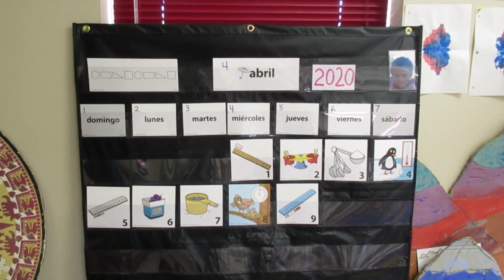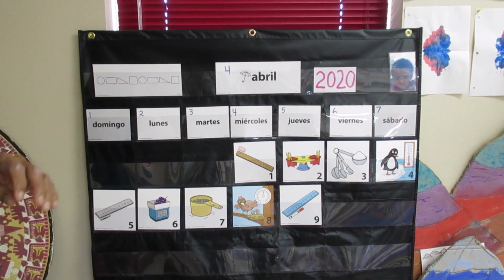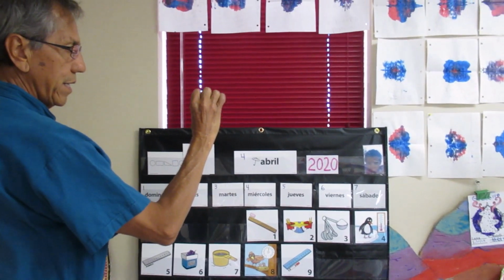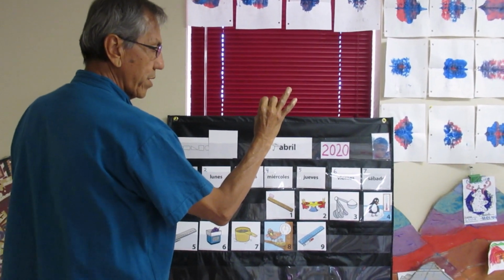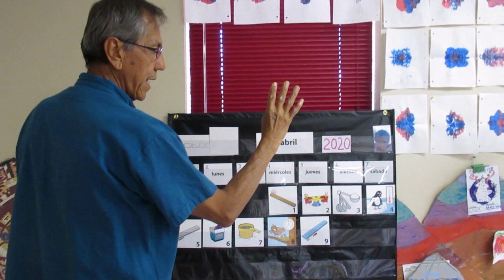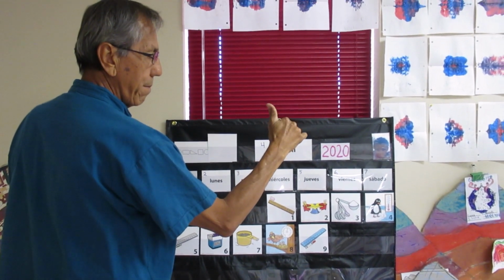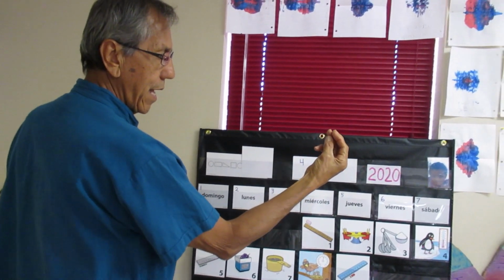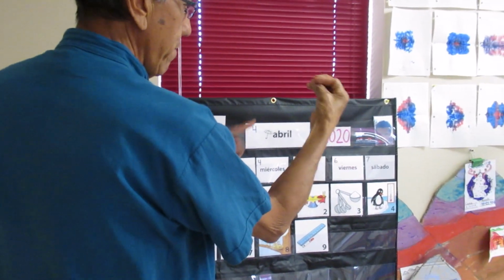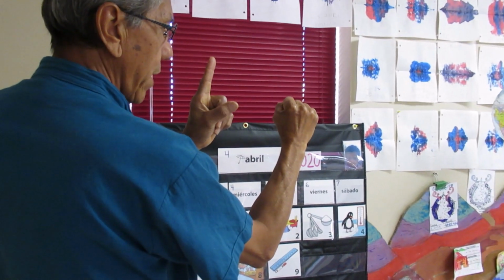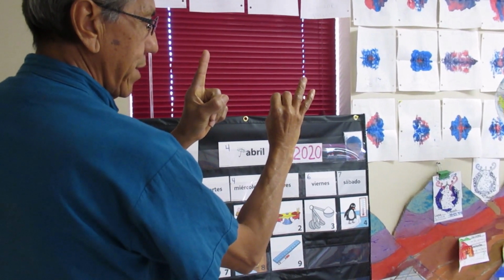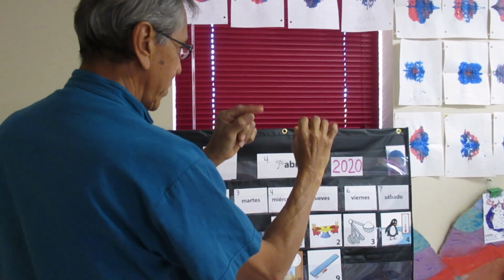Let's switch to English now. The Gregorian calendar has 12 months. And let's count the months before we put the date. Ready? And it's January, February, March, April, May, June, July, August, September, October, November, and December. 10, 11, 12 months.